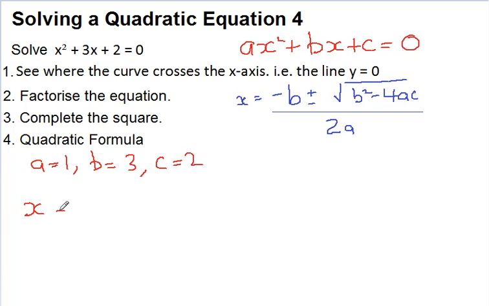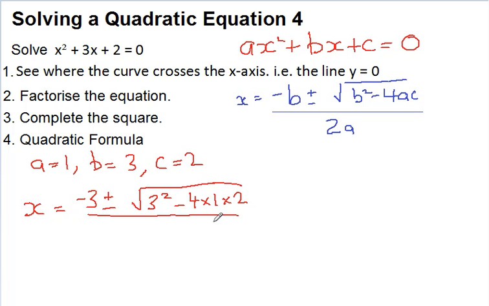So we've got x equals, and b is 3, so that's minus 3, plus or minus the square root of b squared, that's 3 squared, minus 4 times a times c, 4 times 1 times 2. And that's all divided by 2 times a, or 2 times 1, which is 2. So now I've got that, I can just simplify. So I've got x equals minus 3 plus or minus.